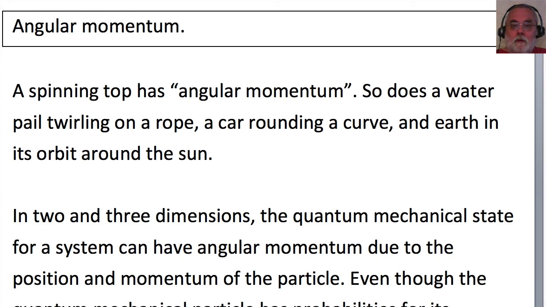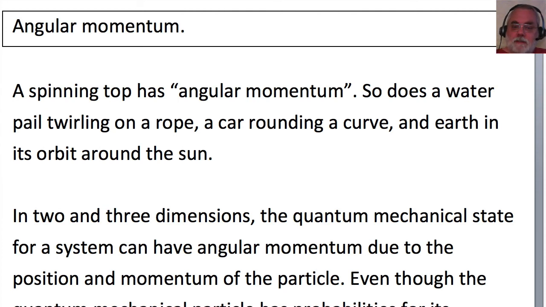This is the fourth of 4 videos for this course. Angular momentum. A spinning top has angular momentum. So does a water pail twirling on a rope, a car rounding a curve, and the Earth in its orbit around the Sun.